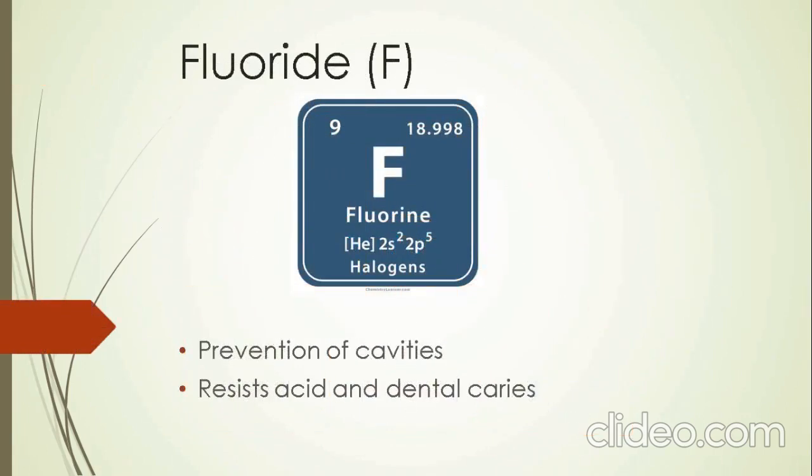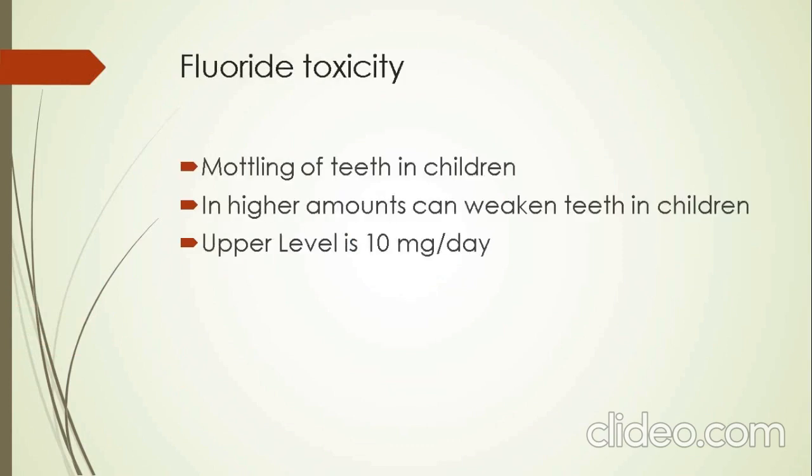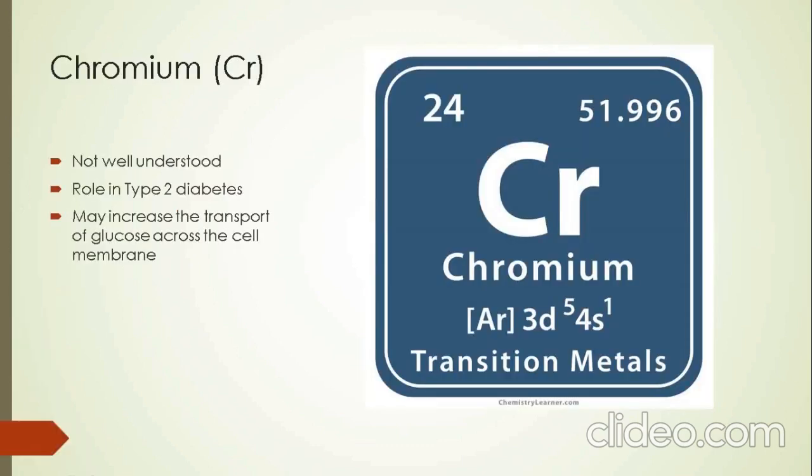Okay, fluoride. Fluoride is for the prevention of cavities, disease, acid, and dental caries. The food sources of fluoride are tea, seafood and seaweed, and toothpaste. Fluoride toxicity is the mottling of teeth in children. High amounts can weaken the teeth in children. The upper level is 10 mg per day.